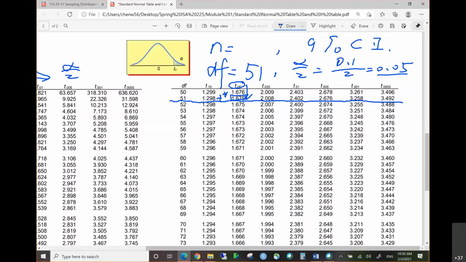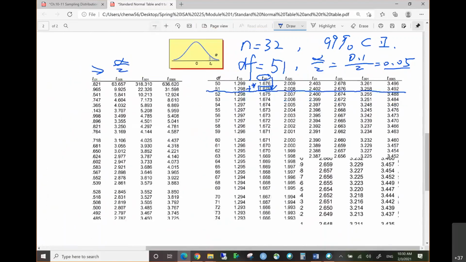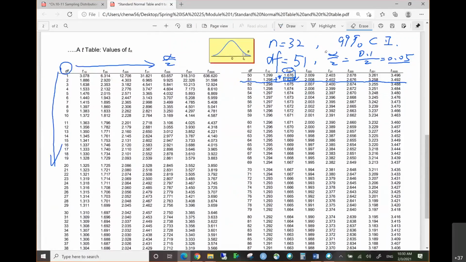Okay, so now I change my n to 32. And I want 99% confidence interval. Try by yourself.